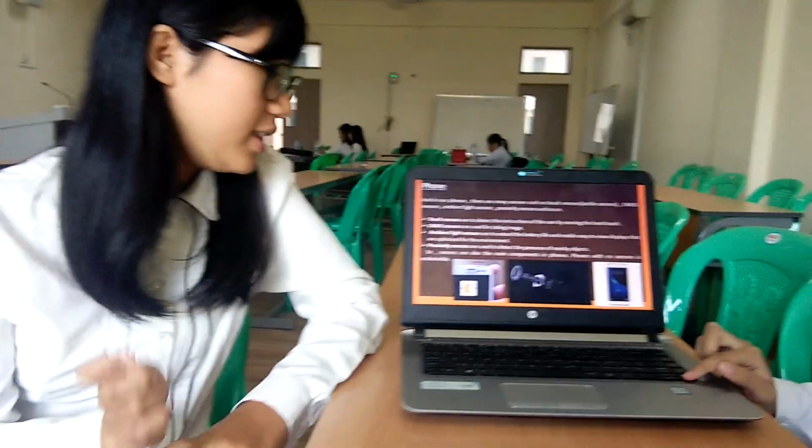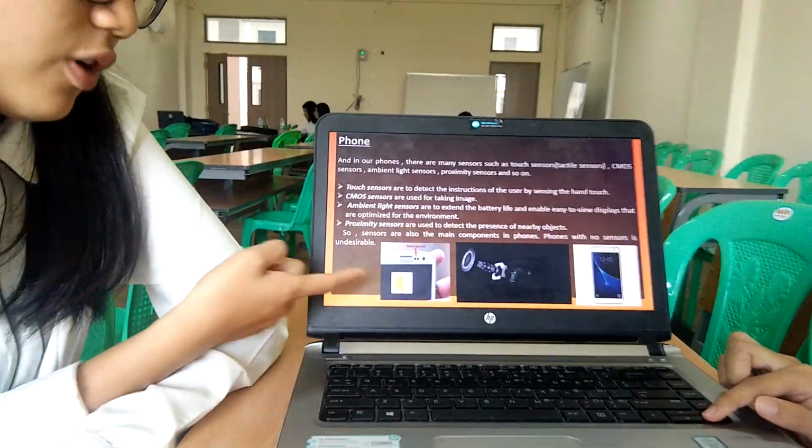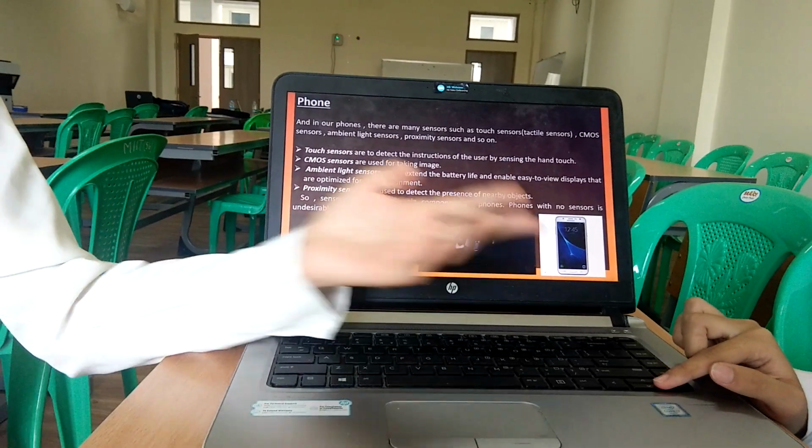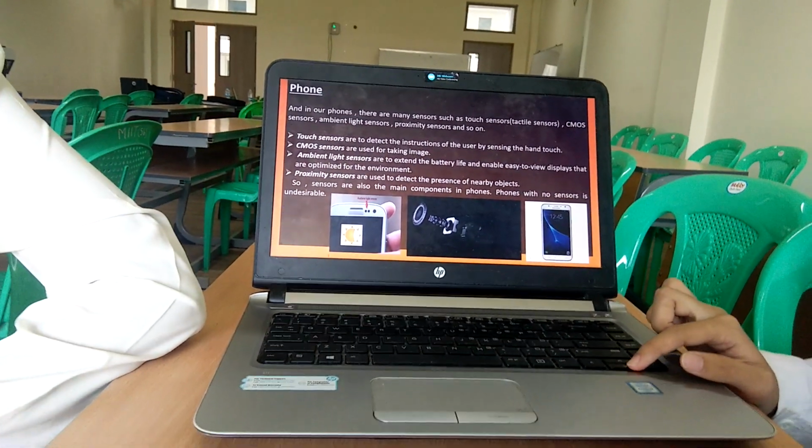So sensors are the main components of phones and cars. Yes, sensors play an important role in those devices. Yes, this is the ambient light sensor in the phone. This is the proximity sensor in the camera and phone.